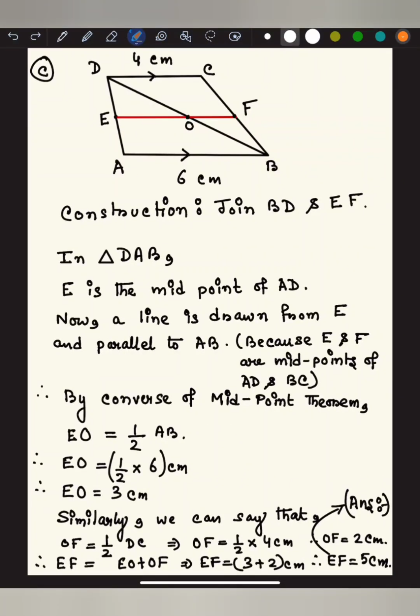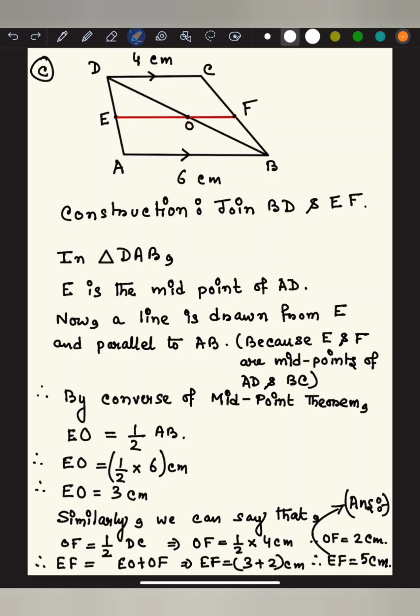Okay, let's come to question number 8 subpart C. What we are given here is that in our quadrilateral ABCD, AB is parallel to DC, and E and F are midpoints of non-parallel sides AD and BC. So I have drawn the diagram, and AB is given as 6 cm and DC is given as 4 cm. So we need to find out the value of EF. Okay, for that I have joined EF and BD.